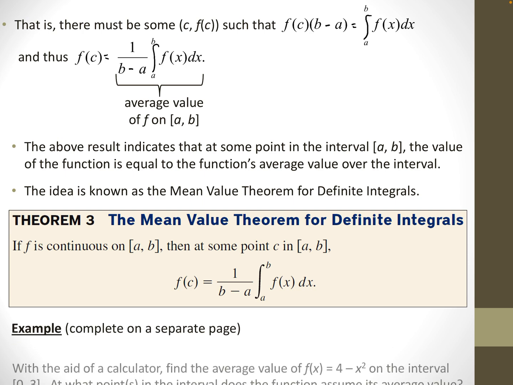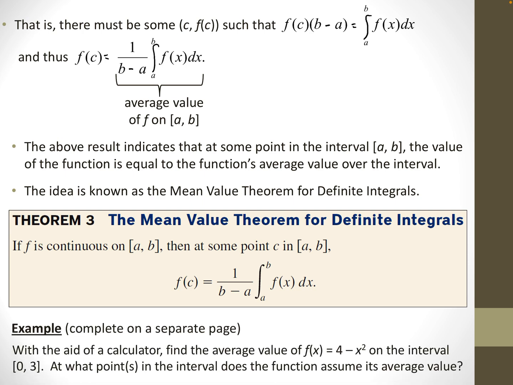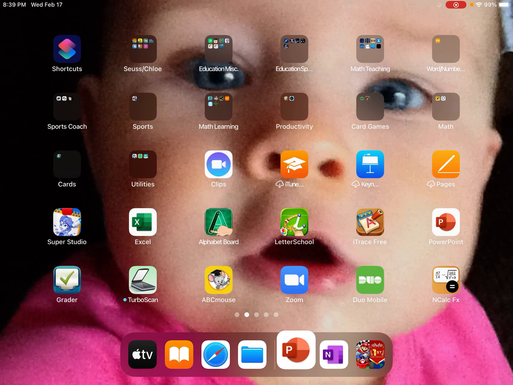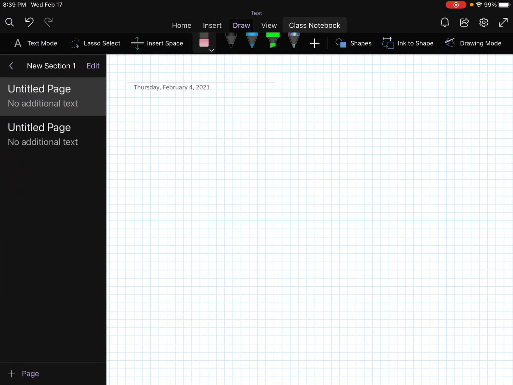So we've got a little example to tie this all together. It says, with the aid of a calculator, find the average value of f at x equals 4 minus x squared on the interval 0 to 3. So we're going to have to do an integral here, but we're not quite up to doing integrals of something that complicated yet. So we're going to have to use the integral function on our calculator to find this integral when we get there. Let me just show you how that's all going to go.